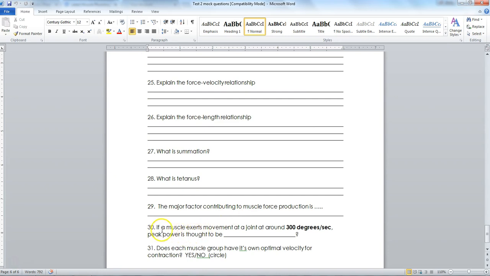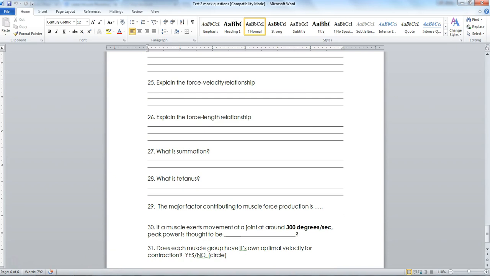And our last 2 questions, if a muscle exerts movement of a joint at around 300 degrees per second, peak power is thought to be maximized. We go beyond that and it tends to plateau or drop away. And finally, does each muscle group have its own optimal velocity for contraction? The answer is yes, it does. But it's likely to be somewhere slightly above or below this 300 degrees per second mark.